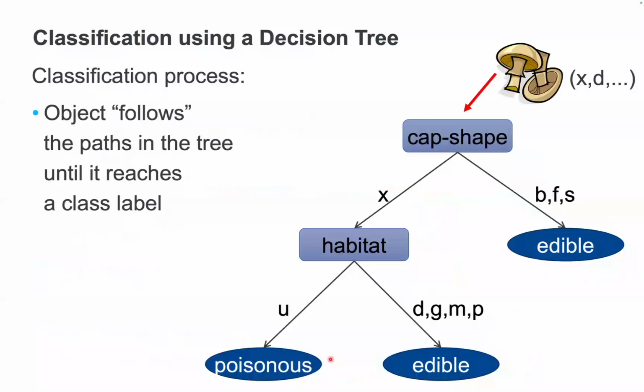So here is the classification process that I talked about already. I get a new object with some attributes, and the object follows the path in the tree until I reach the corresponding class label. Here for this object description, X and D, cap shape was X, so I follow this, I come to habitat, and the D stands for the woods, and I follow that and find out that this object is predicted to be edible. This is the classification process, sometimes called the inference process.